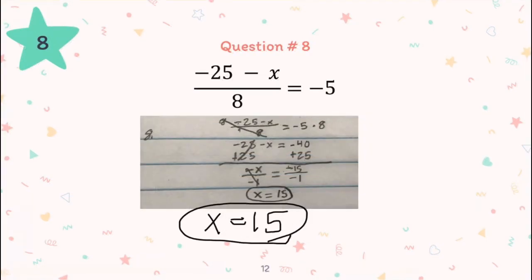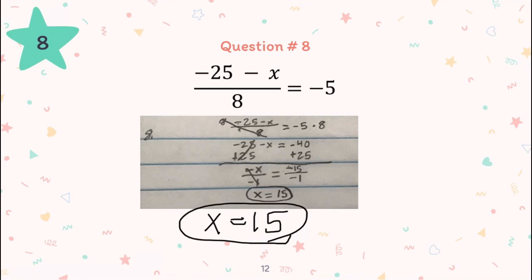So for this problem, the equation is negative 25 minus x divided by 8 equals negative 5. Since we want to get rid of the 8, we have to multiply by 8. So 8 times 8 cancels each other out. So now we do it on the other side. Negative 5 times 8 is equal to negative 40. So now we know that negative 25 minus x is equal to negative 40.